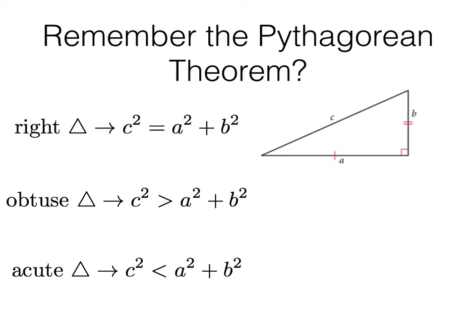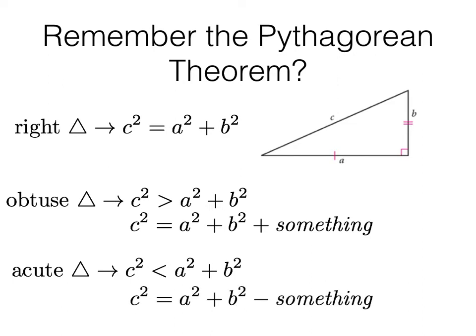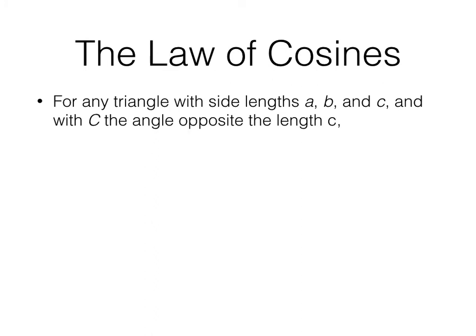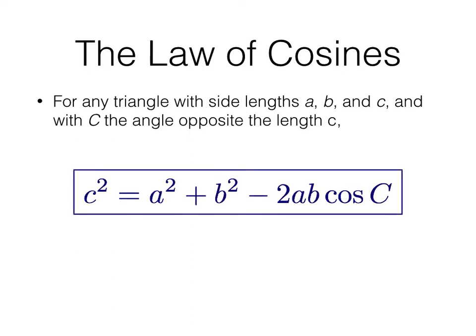So that means in an obtuse triangle, c squared is equal to a squared plus b squared plus something else. And likewise in an acute triangle, c squared is equal to a squared plus b squared minus something else. Well, it turns out that something is 2 times a times b times the cosine of angle c. And that leads us to the law of cosines. So for any triangle with side lengths a, b, and c, and angle c, the angle opposite length c, here it is, the law of cosines: c squared is a squared plus b squared minus 2ab cosine of c.